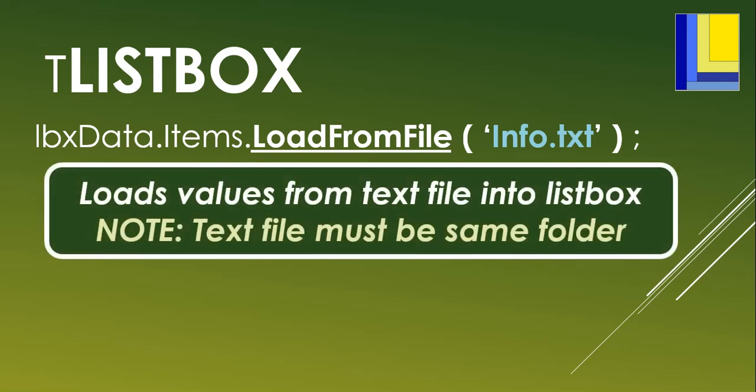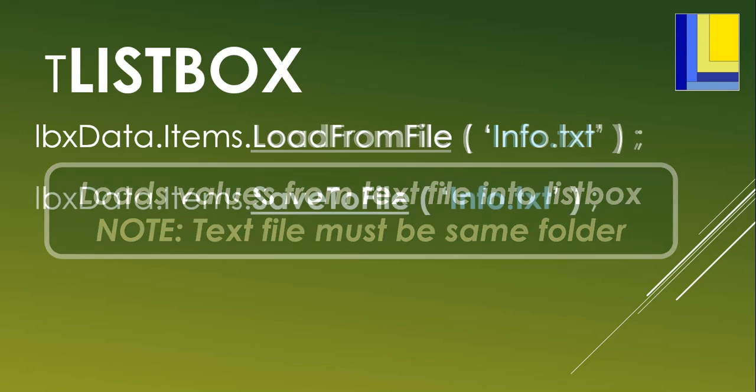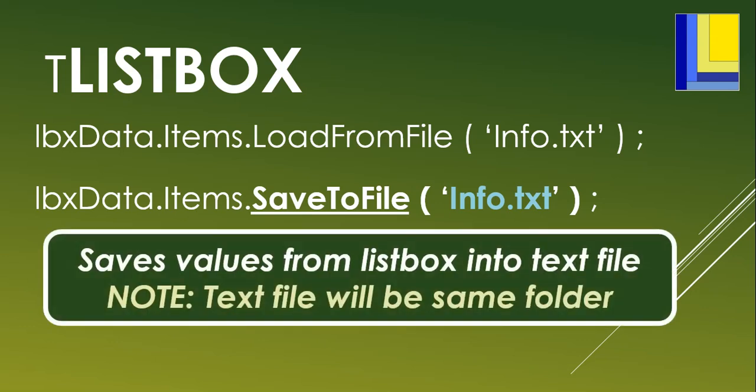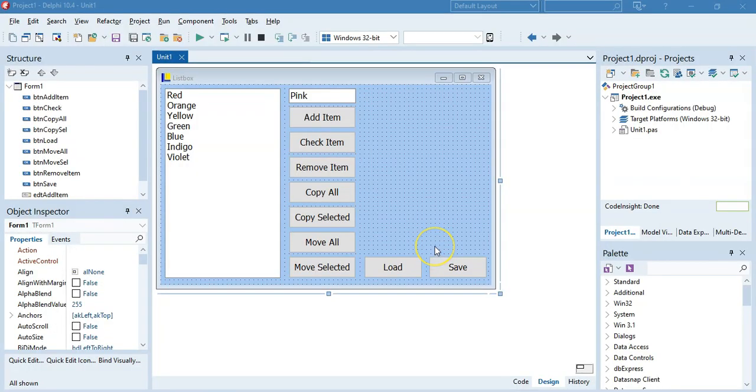It loads the values, but the text file must be in the same folder as your data files. So make sure that the text file is there. And very similar, there is one called save to file, which means it takes whatever's in the list box and puts it into the text file. Again, that text file will be in the same folder as the data that you have saved. So let's try a few examples.